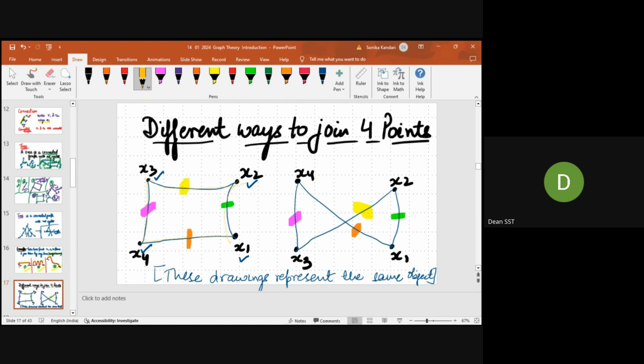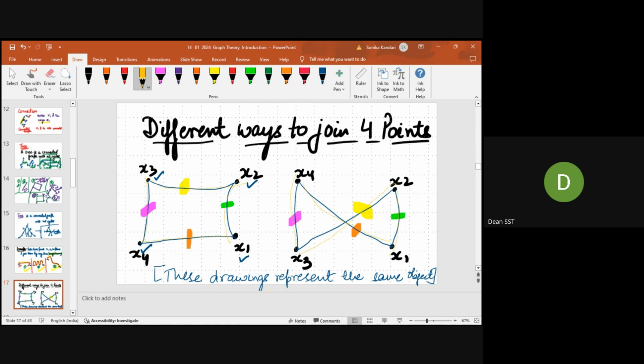And the second way we have joined like this. So there are 2 ways. Do these 2 drawings represent the same object or not?